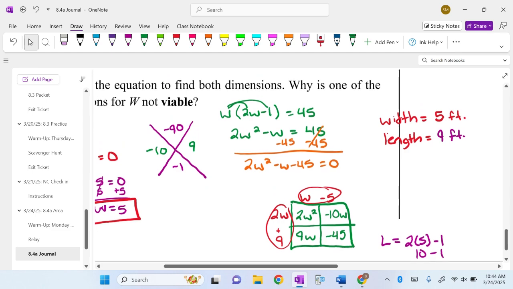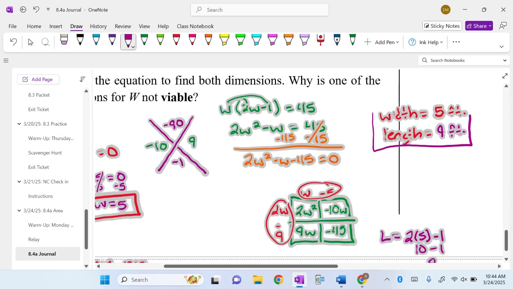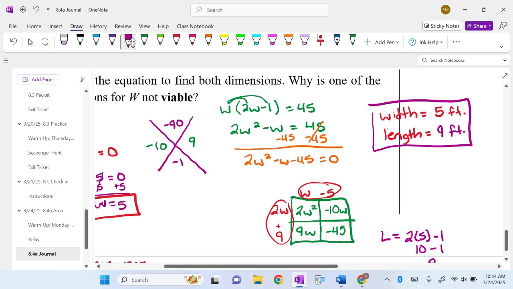Feet. Now, is it true that if I have a rectangle with a width of 5 and a length of 9, does that give me 45? Yes, 5 times 9 is in fact 45. All right. The other two problems we'll save for tomorrow because this is where I stopped my first period, so I want to stop here today too.